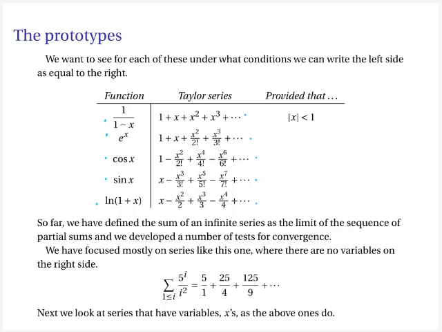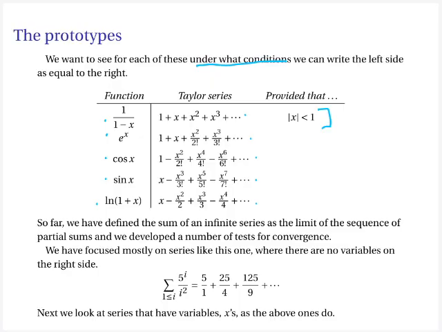So we want to see for each of these under what conditions we can write the left-hand side as equal to the right. I've been saying all along that we'll find, for example, that the left-hand side equals the right for some x's and not for others. The first example that we saw, the geometric series, is that the left-hand side equals the right, provided that the absolute value of x is less than 1. That is to say, provided that x is between -1 and +1, not including the endpoints. So provided that you're looking at an interval around 0.